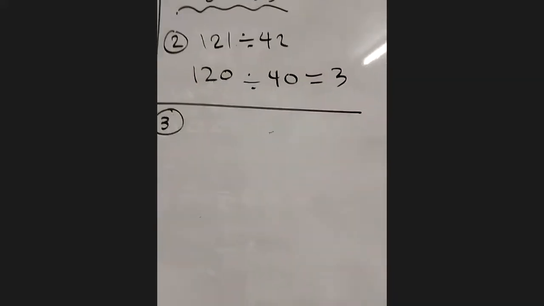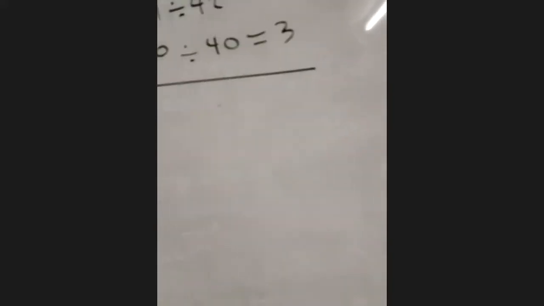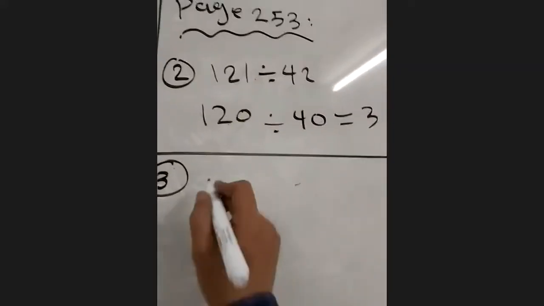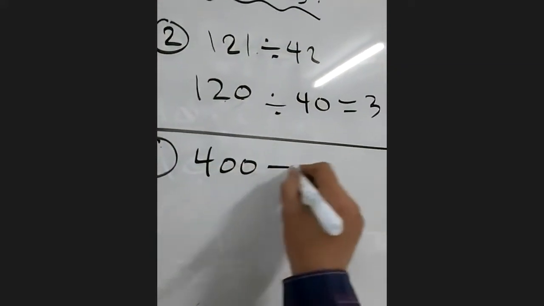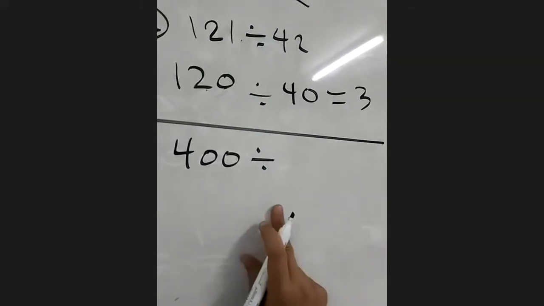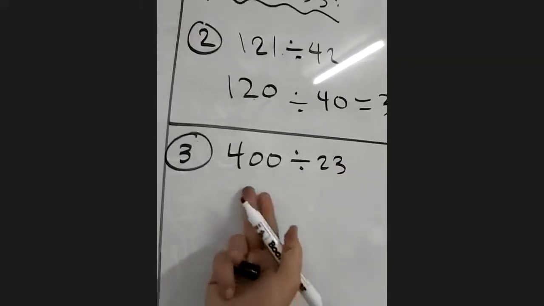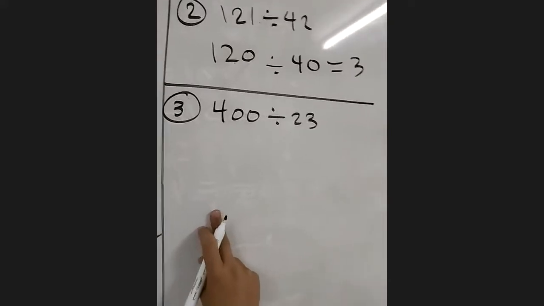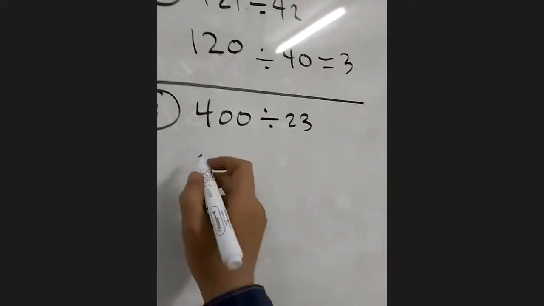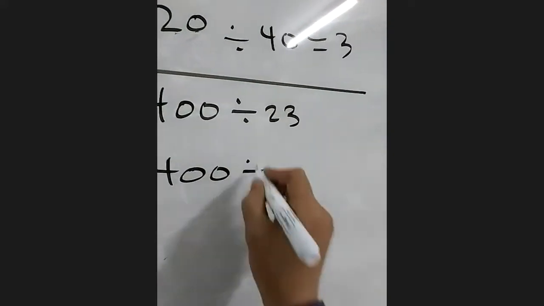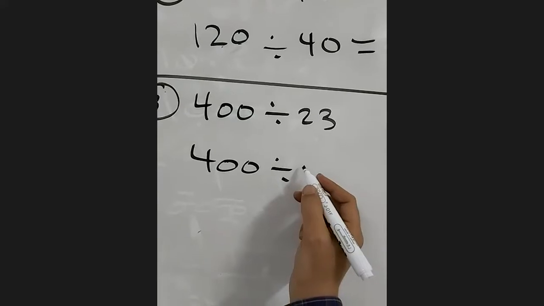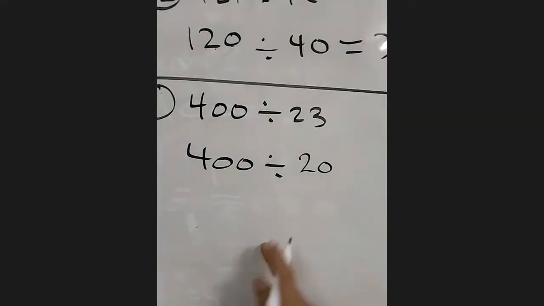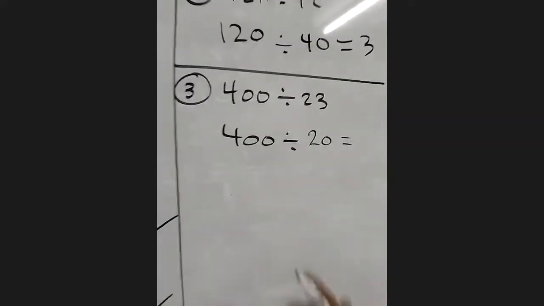400 divided by 23. Guys, we skipped question one. It was in the previous day. It's okay. We did the same idea. Now, question three. We have 400 divided by what? 23. This number is already rounded, right? We will round the 23 to be 20. Excellent. Now, can we use division here? Division patterns?